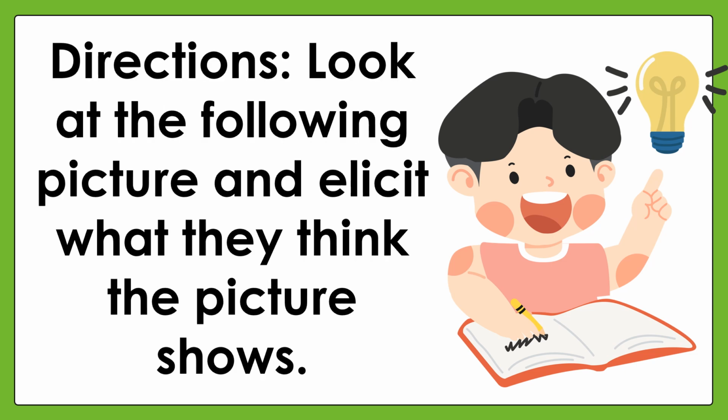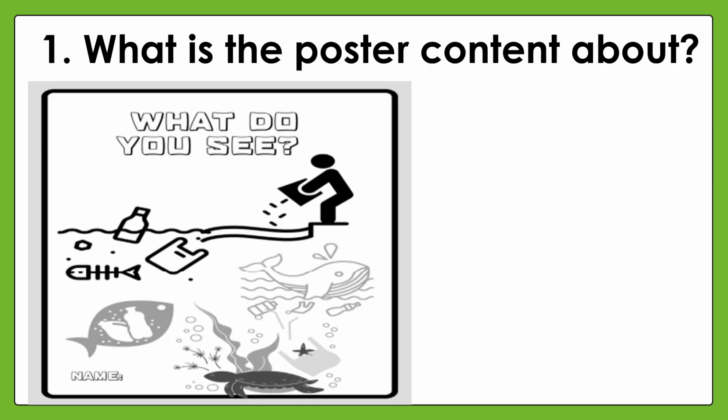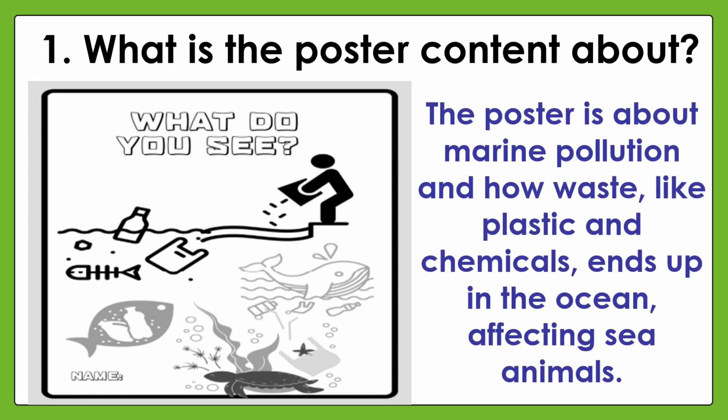Directions: look at the following picture and elicit what they think the picture shows. Look at the picture carefully. And here's the first question. What is the poster content about? The poster is about marine pollution and how waste like plastic and chemicals ends up in the ocean affecting sea animals.